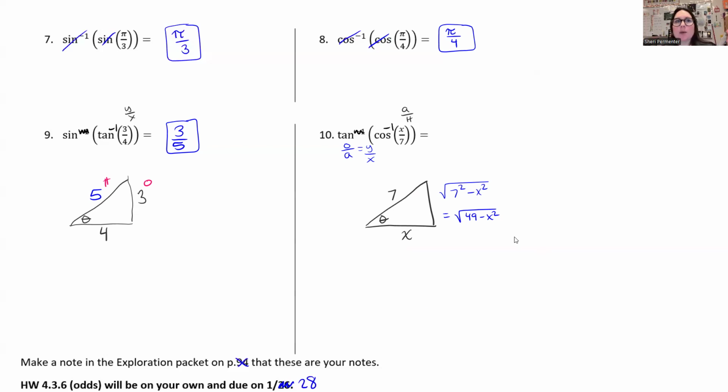Okay, from here. Now, do I know my opposite and do I know my adjacent? Yes. Is it going to make an ugly answer? Yes, but that's okay. We're big kids. We can do smart things. So my answer is going to be my opposite, which is the square root of 49 minus X squared, all divided by X. Can this simplify? No, it cannot simplify because I can't break anything out of the square root.